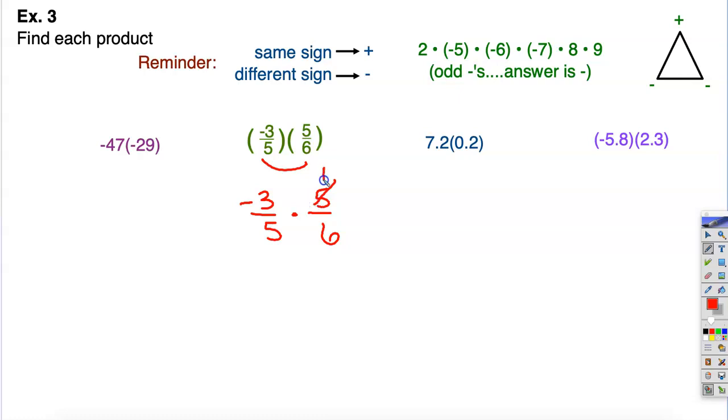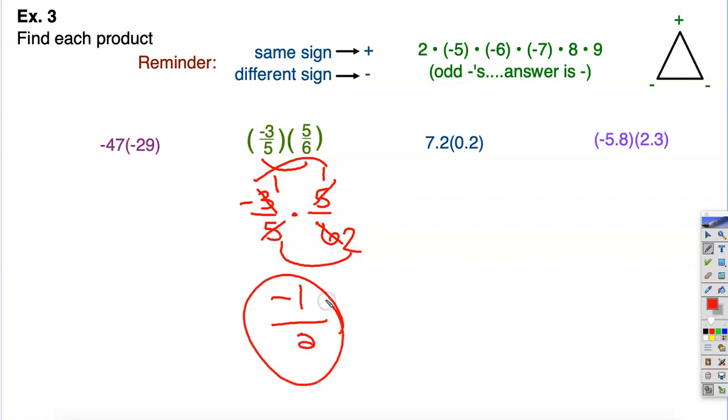Same process, simplify, divide each of those by 5. 6 and 3 have a common factor of 3. So 3 divided by 3 is 1. 6 divided by 3 is 2. So we have -1 times 1. And then 2 times 1. So our answer would be -1/2.